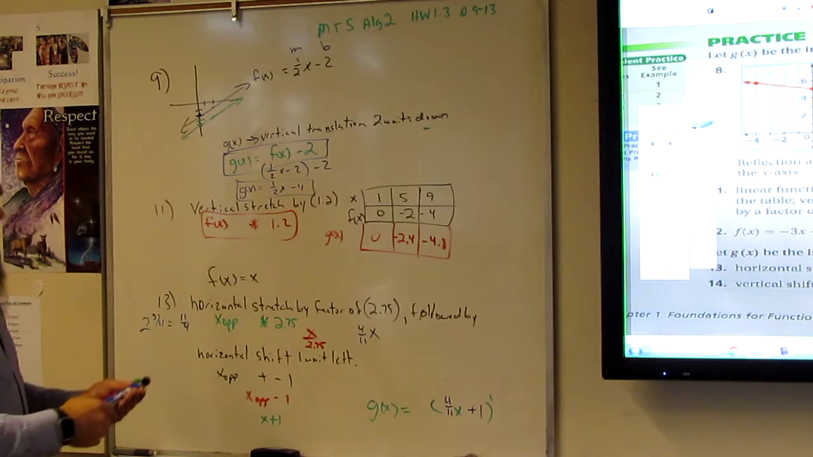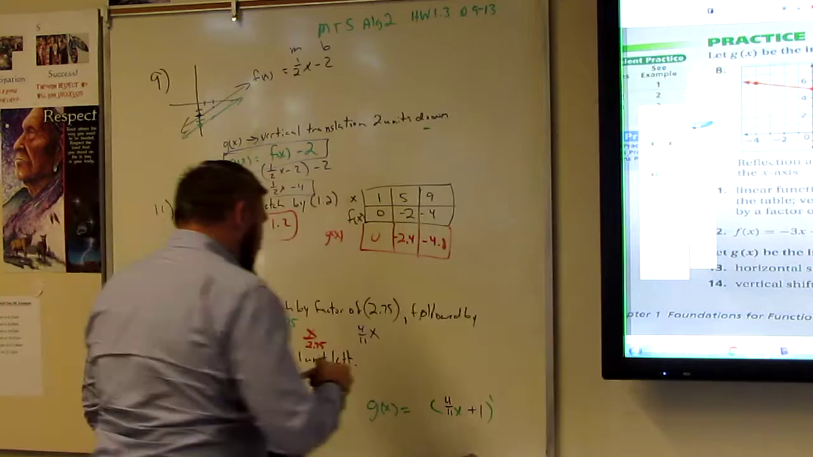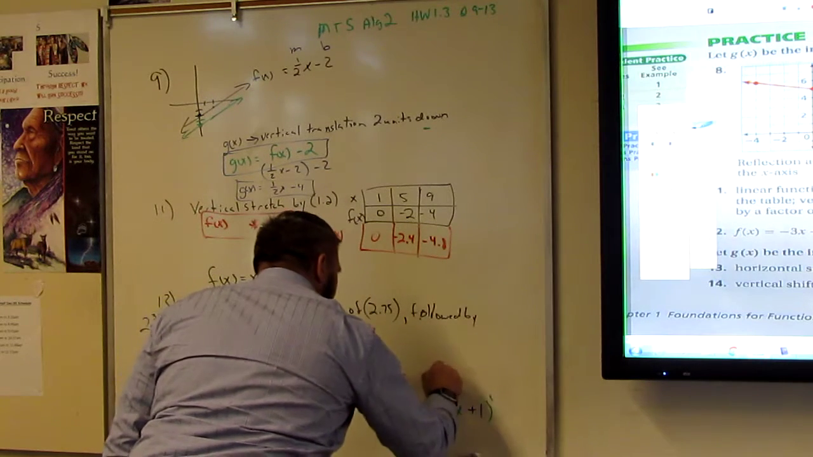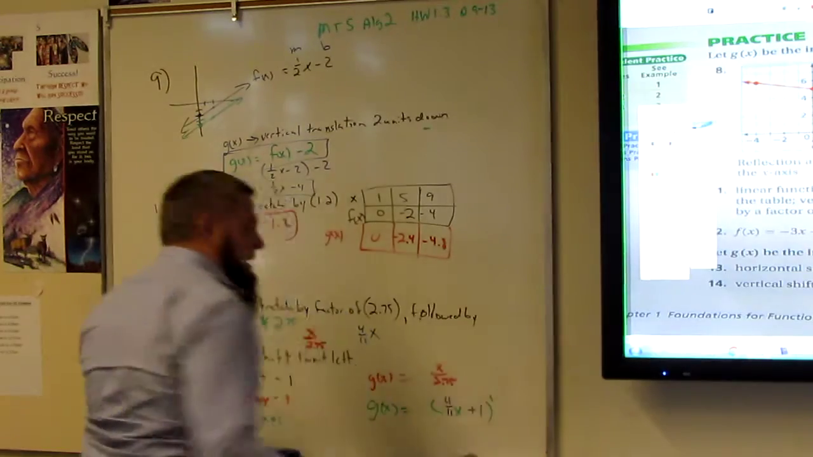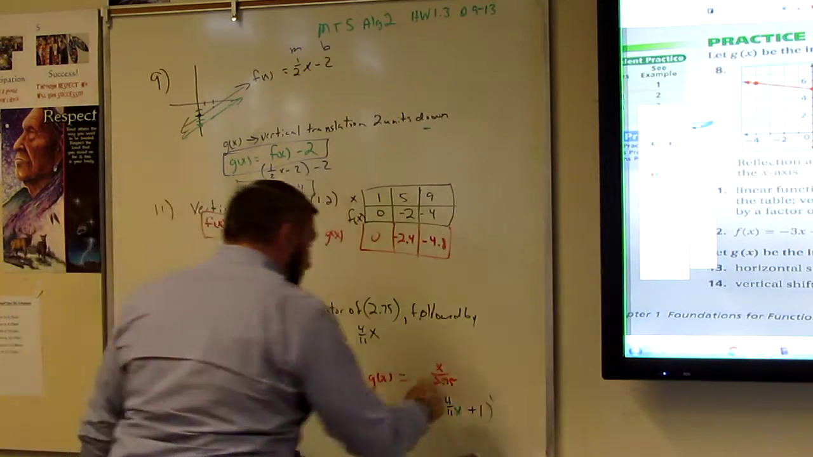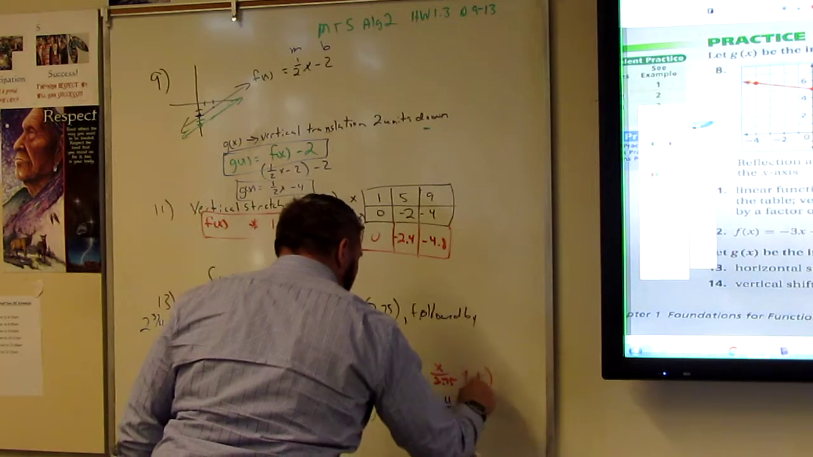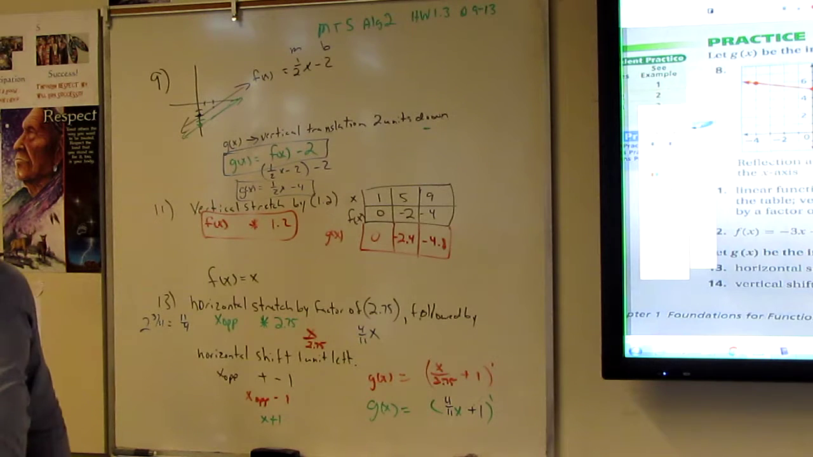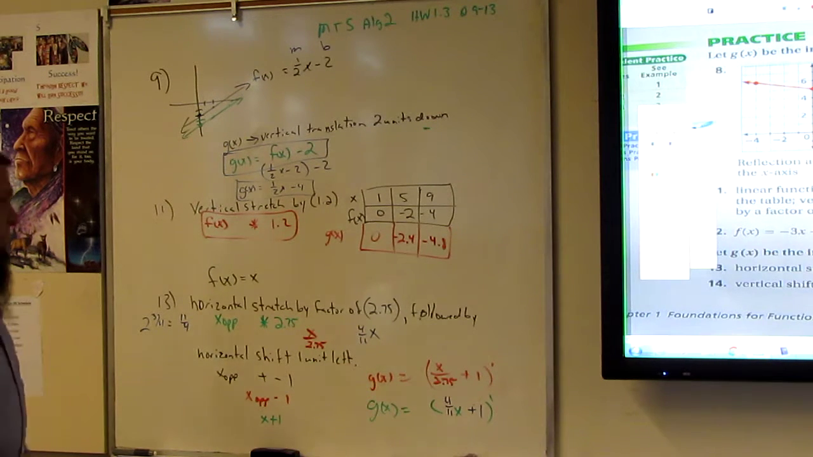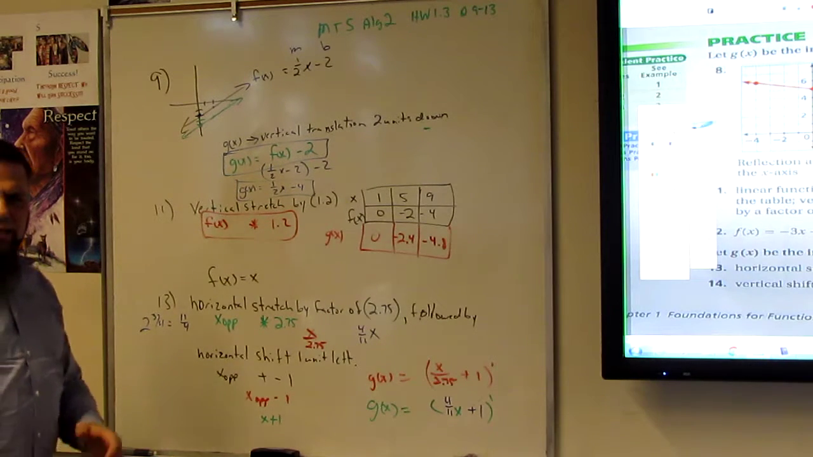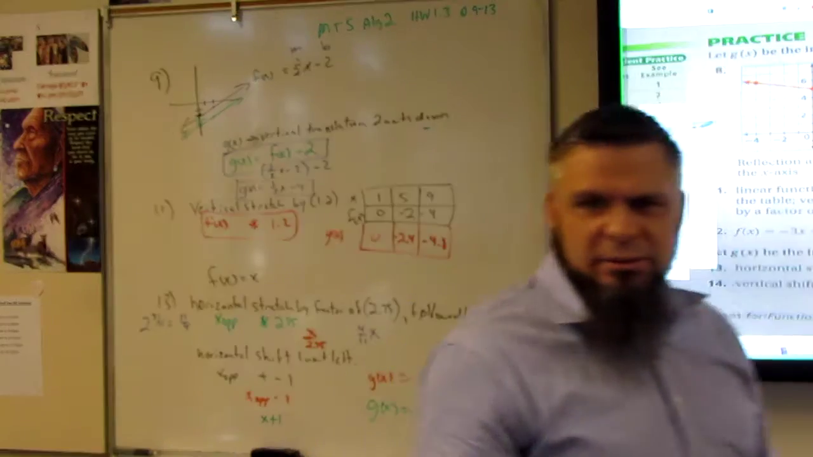Now, how else could it have looked? Well, it could have looked like this. G of x could have easily been x over 2.75, right? Divided by. Yeah. And then plus 1. Okay? Could have looked that way. Either way works for me. Know how to get to either way. Does that make sense? Questions?